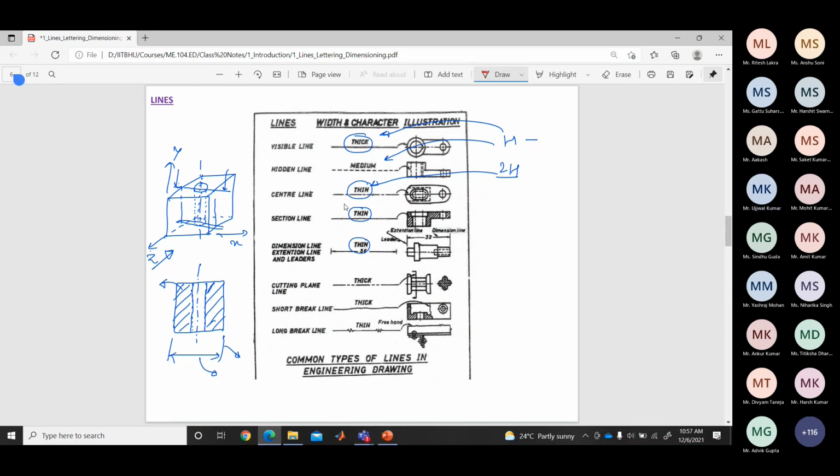This Google Classroom is especially for submitting the assignments. So you draw the sheet, you complete the sheet, and you submit in the Google Classroom, not on Teams. You submit the sheet in PDF format.